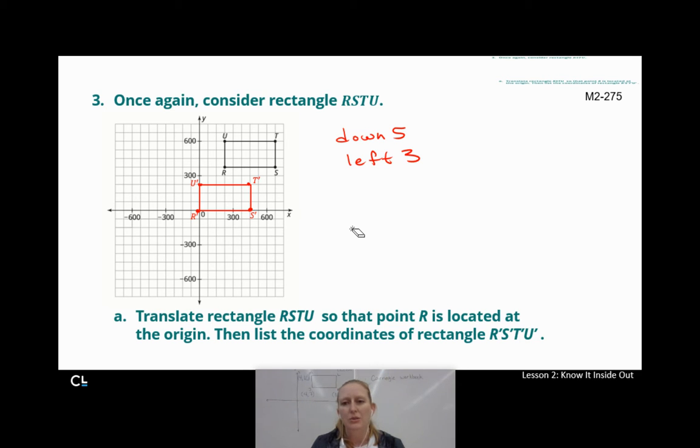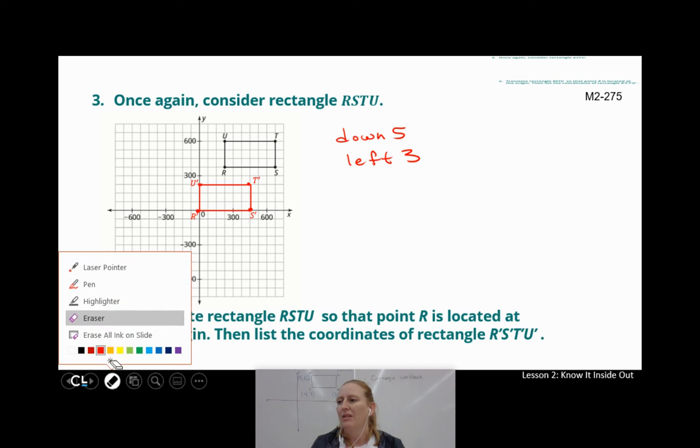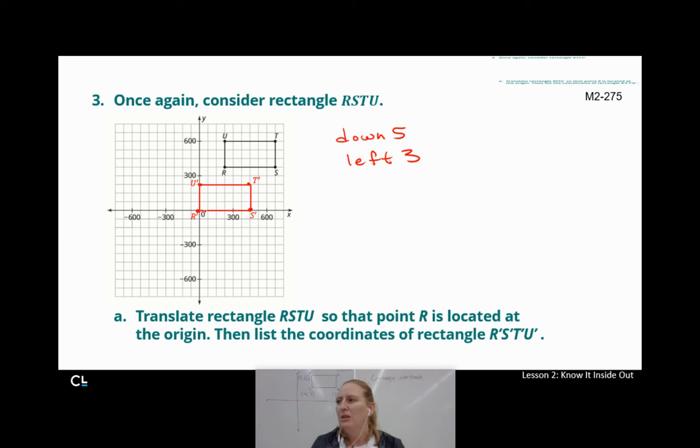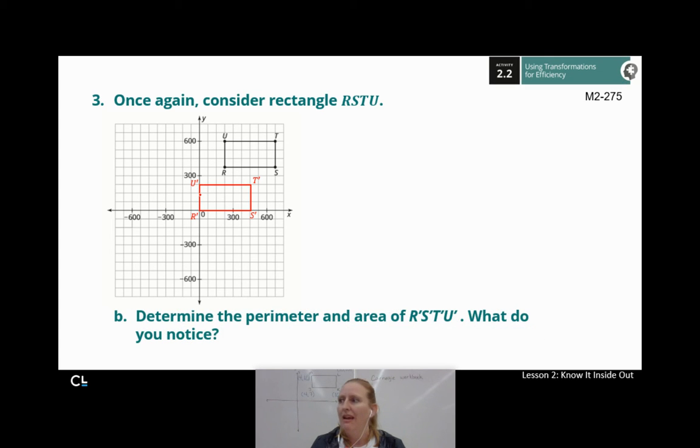So why did we do this? Well, I don't need distance formula, right? Because look how easy it is. If this is 0, how easy is it to figure out the length of that side? How easy is it to figure out the length of this side? So now that you've done that and you've just made things so much easier, can you find the perimeter and area of the rectangle now that you've moved it? Go ahead, hit pause to work this out, hit play when you're ready to check your work.